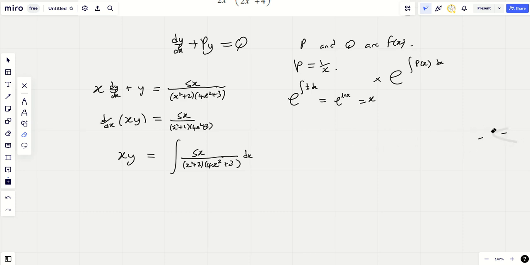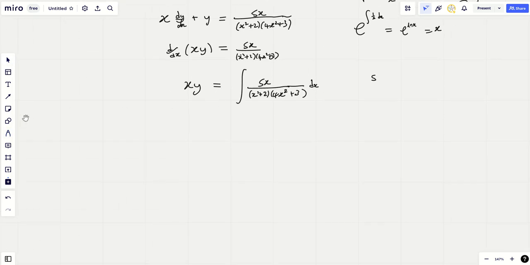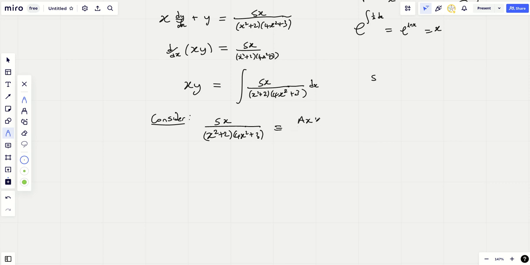The key thing is that in this situation, we're going to have to write it as, so, you know, this is almost worth just having a little intermission in your working and just saying, consider, let the examiner know with just a brief word that you're sort of breaking the argument. Consider 5x over x squared plus 2, 4x squared plus 3. It's like a little intermission in the middle of a long proof. Okay, that's going to be equal to, and in fact identical to, ax plus b over the first factor plus cx plus d over the second factor.